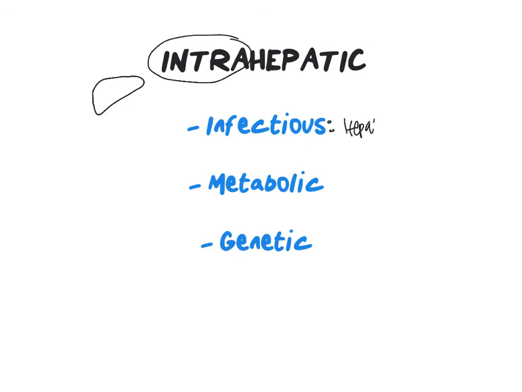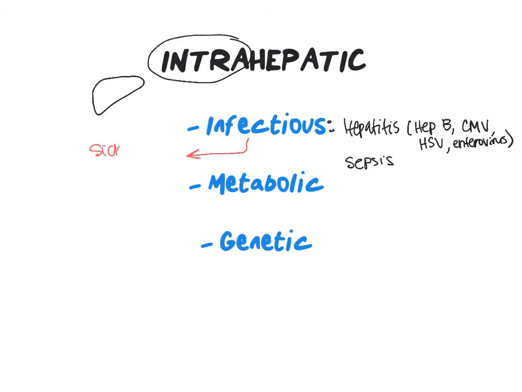Obviously, we have the hepatitis viruses, which we're all aware of, but also consider other things such as CMV, which is actually much more common in infants. HSV or enterovirus are two other infections to consider. Or sepsis, so like a GNR sepsis, such as E. coli, can also cause a liver infection. So, when you're thinking about targeted testing, this is going to be your baby who just looks really sick, is maybe vomiting, lethargic, or hypotonic. You definitely want to keep infection on your differential.